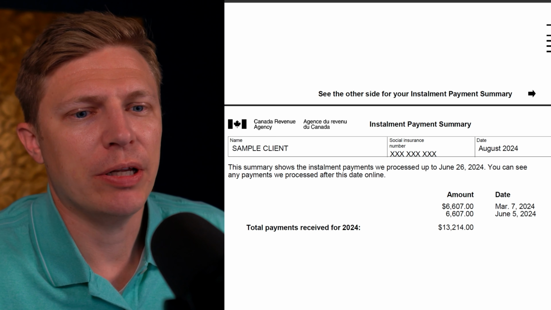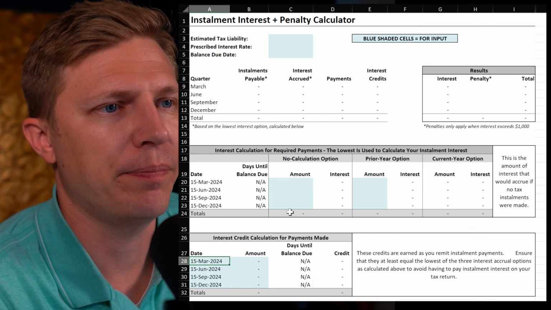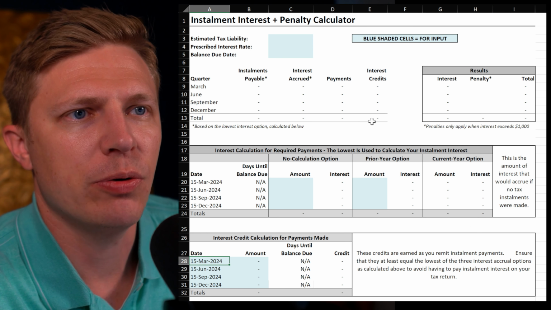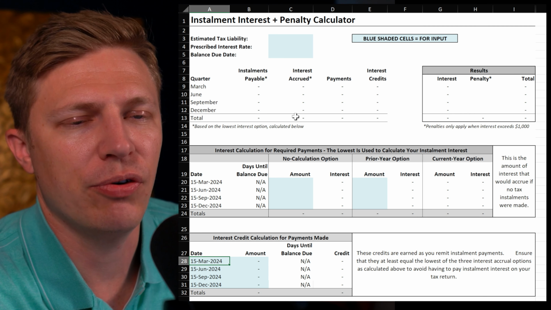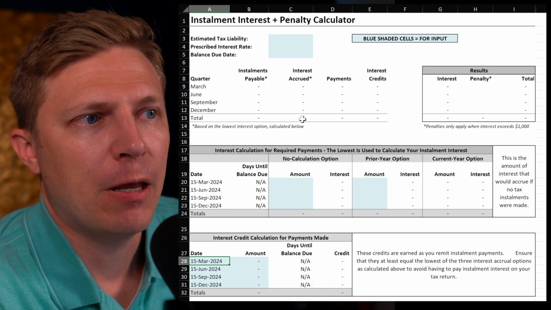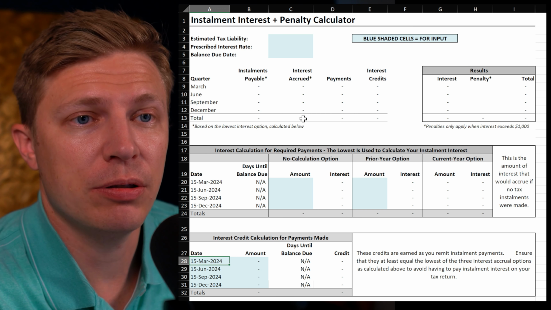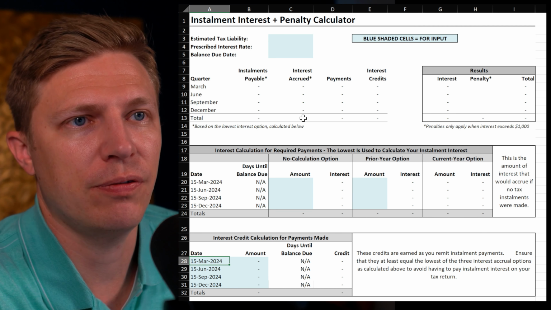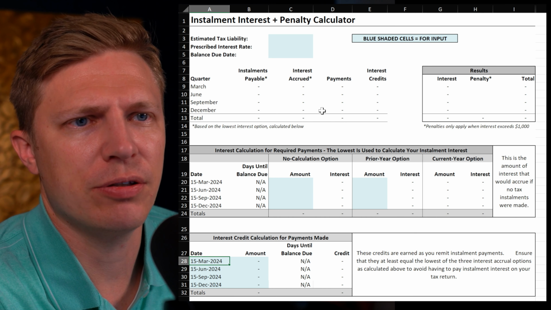Okay, so now let's get to the fun stuff, and let's look at our calculator. I built this to be as user-friendly as possible. I've color-coded it so that the blue areas are for input, and anything in the white or gray, you can't touch. The spreadsheet's not going to allow you to. It's locked. Now, I also have made this spreadsheet available to the public, so look in the comments or the description underneath this video, and there'll be a link to this spreadsheet that you can use for yourself. I'll just walk you through how to use this and some planning ideas around tax installments in general.